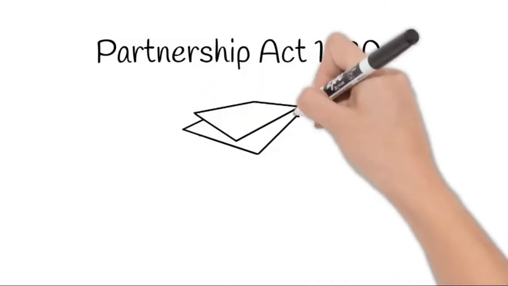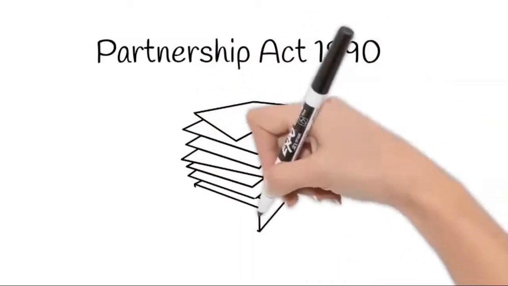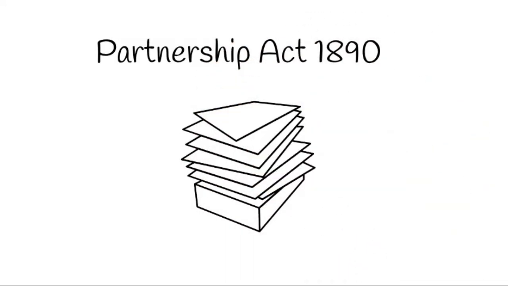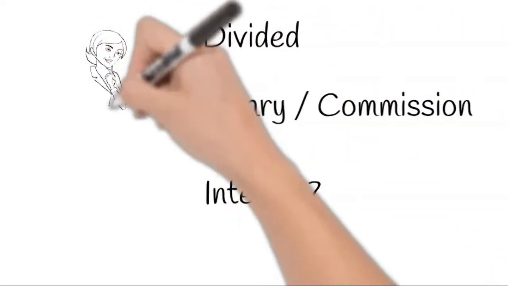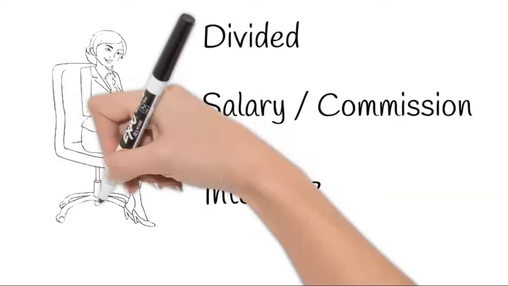The Partnership Act of 1890 regulates the way a partnership operates and describes a partnership as persons carrying on a business in common with a view to profit. The terms of the Act can be added to by a written partnership agreement. The partnership agreement regulates the way that profits are divided, whether any partners are entitled to salaries or commission, and any interest paid to partners on their capital invested or monies withdrawn.